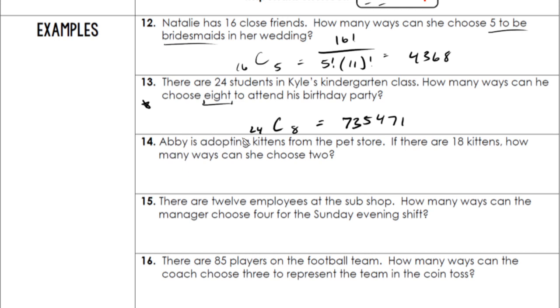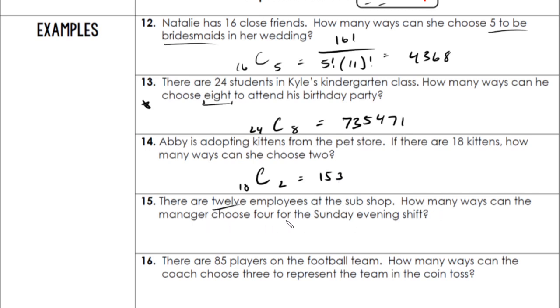The answer is no, because if she chooses the same 2 kittens, it doesn't matter if one was chosen 1st or 2nd. They're both going to go home with her. They're both going to be her new kittens. This is definitely a combination. 18 total, choosing 2. So it's going to be 18C2, which is 153.